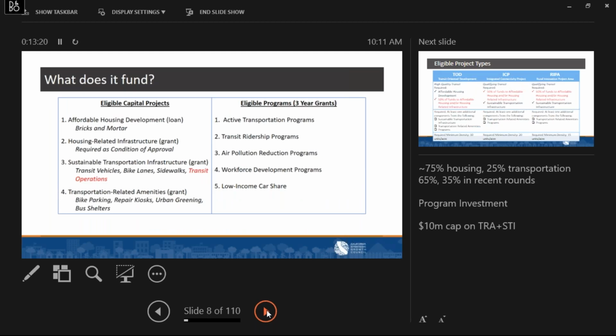So what does this program actually fund? The first component of that, and the one that many come to the program for, is the Affordable Housing Development Loan. So this is the construction loan for kind of the brick and mortar construction of your affordable housing development. And then there's housing related infrastructure. This comes in the form of a reimbursable grant. Anything that's required as a condition of approval for the housing development can be funded through this category. So it can be water, sewer, electric, but it can also be if you're required to build out roads for the development or something like that, HRI will pay for that as well.